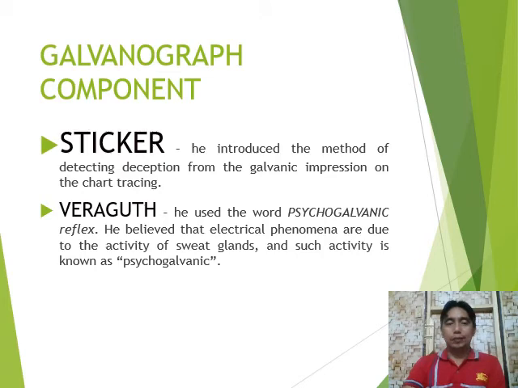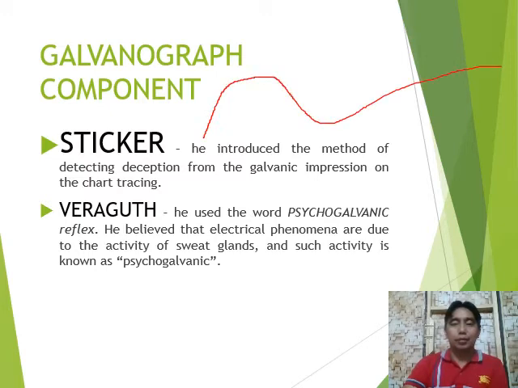And so we know that galvanograph is also one component, and who invented and introduced them. Galvanograph is one of the components that records the skin resistance. So who introduced that? First is Sticker. He introduced the method of detecting deception from the galvanic impression on the chart tracing. So he was the one who suggested how we can read and understand the tracing. Tracing of galvanograph is simply like that, and he introduced a way how to measure that, like for example measuring how far is that from there.